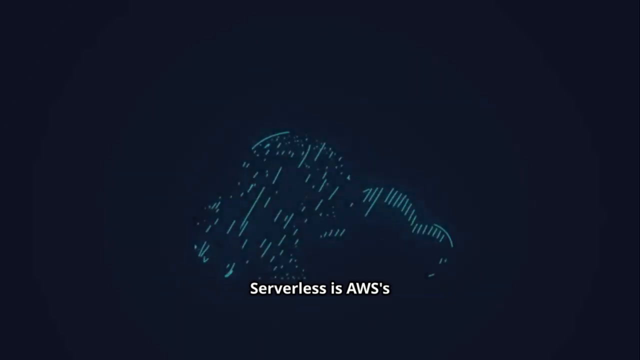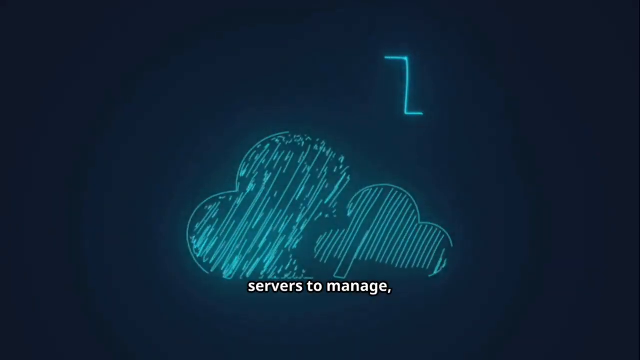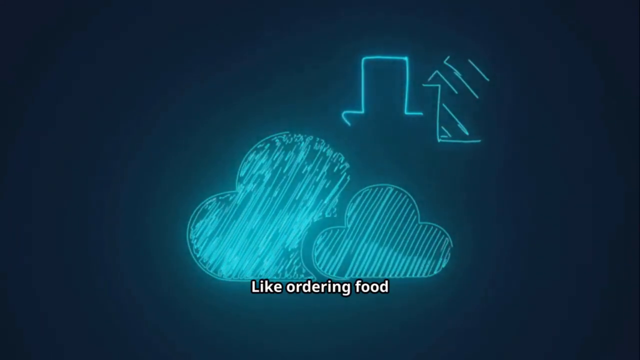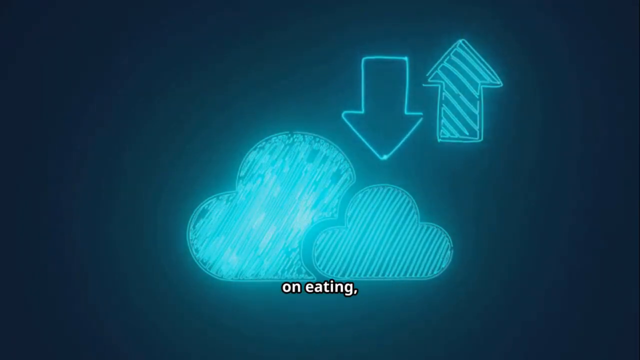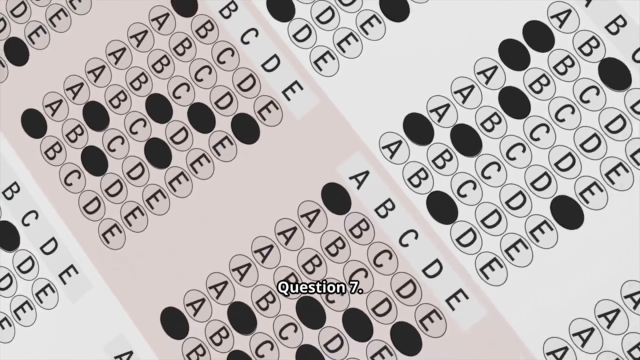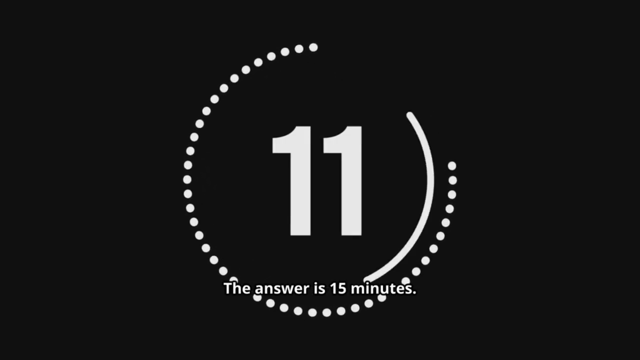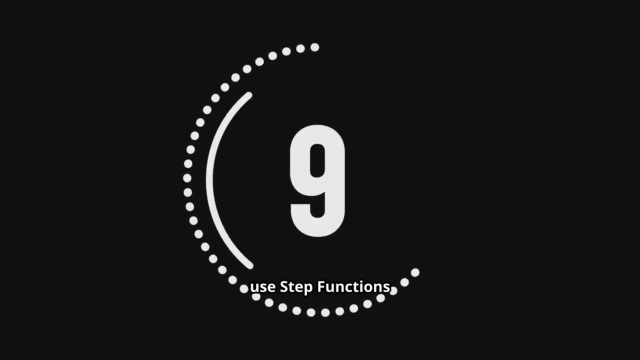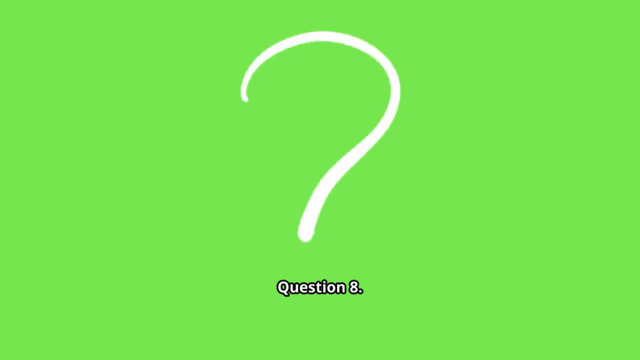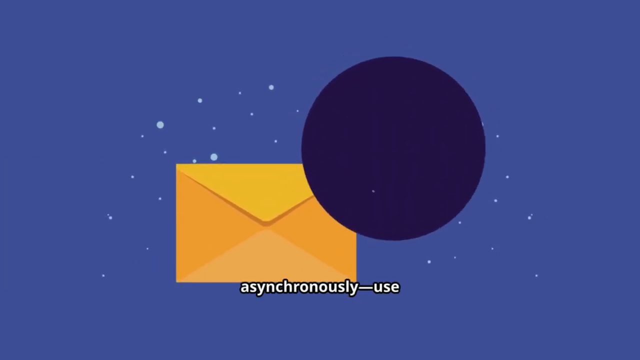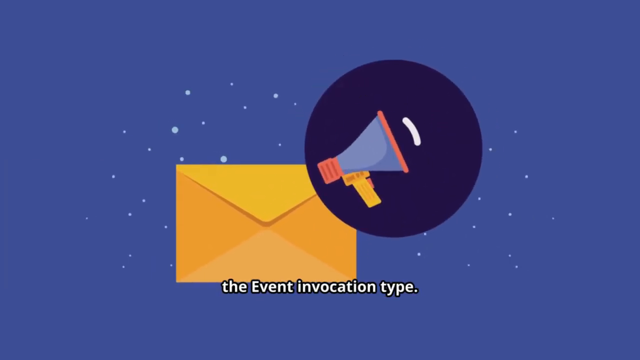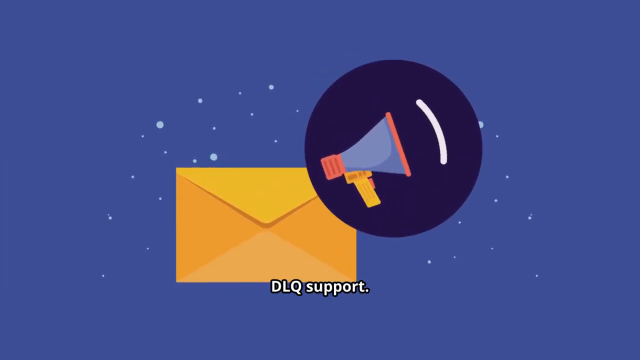Serverless is AWS's magic wand. No servers to manage, just code that runs. Like ordering food delivery, you focus on eating, not cooking. Question 7. Max execution time for Lambda? The answer is 15 minutes. If you need longer, use Step Functions to compose work. Question 8. Invoking Lambda asynchronously, use the event invocation type. It's fire and forget with DLQ support.